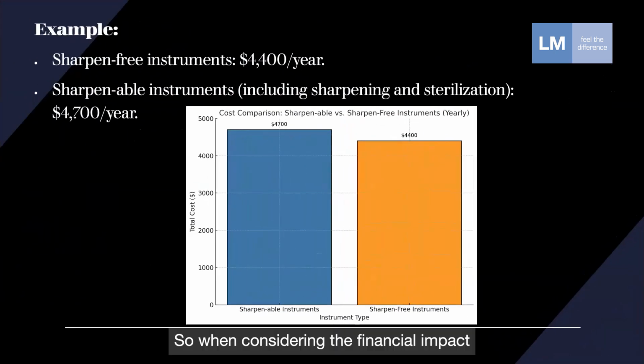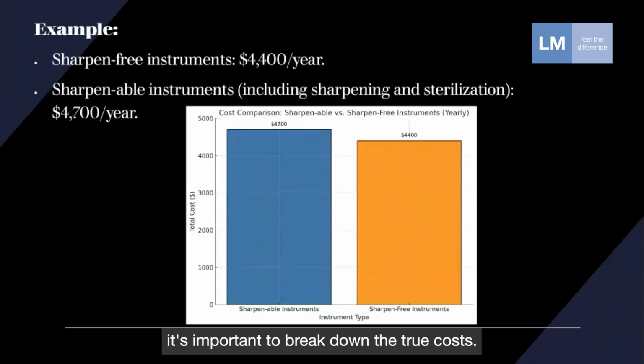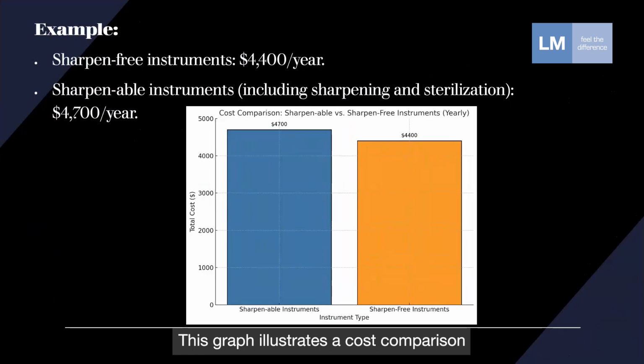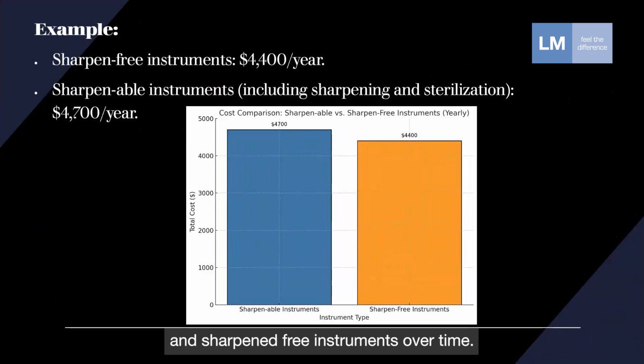So when considering the financial impact of instrument maintenance, it's important to break down the true costs, not just the upfront investment, but the ongoing expenses related to sharpening, supplies, and labor. This graph illustrates a cost comparison between traditional sharpenable instruments and sharpen-free instruments over time.